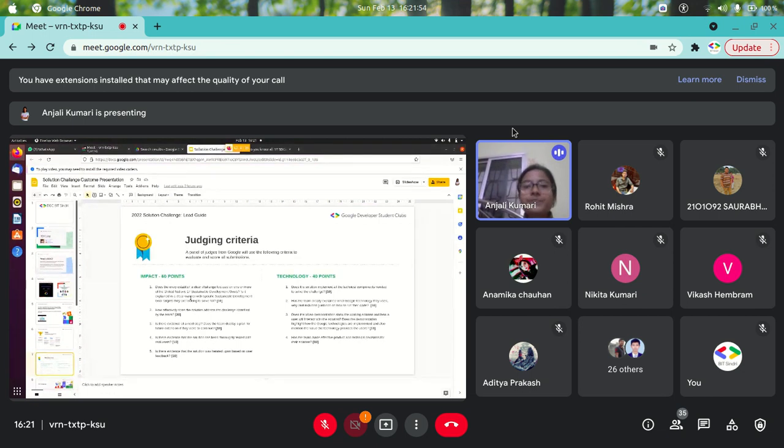And you have to solve that particular problem by brainstorming ideas after discussing with your teammates. So the second point is relevant to that. You must solve the problems faced by people under the 17 Sustainable Development Challenges.